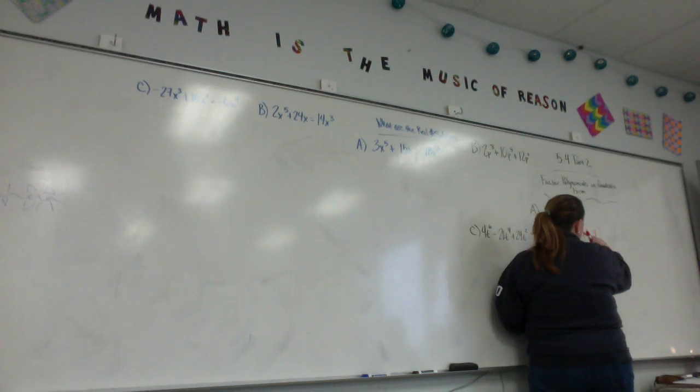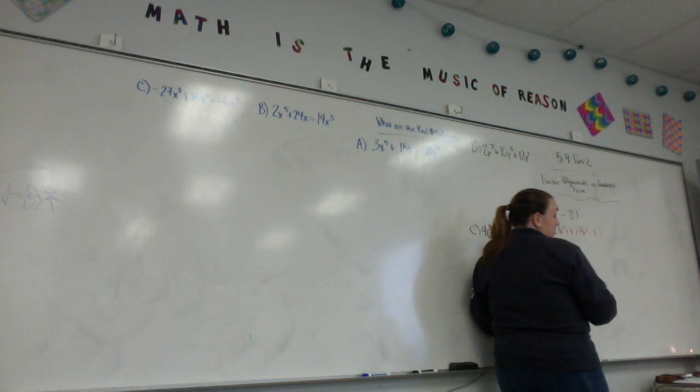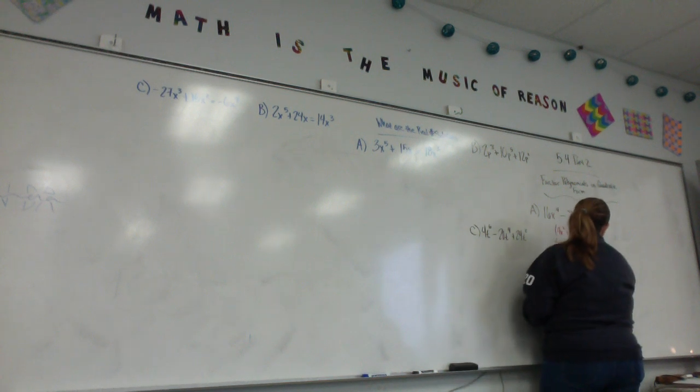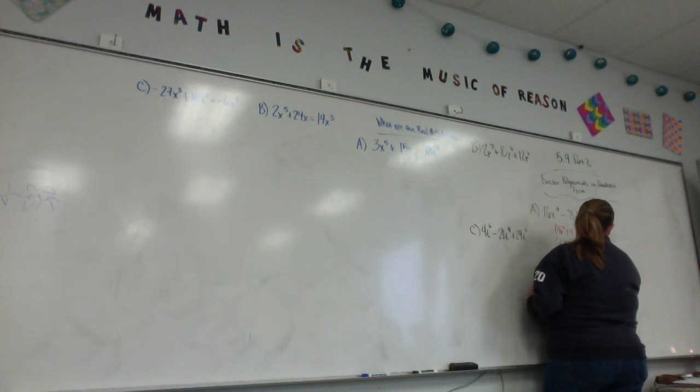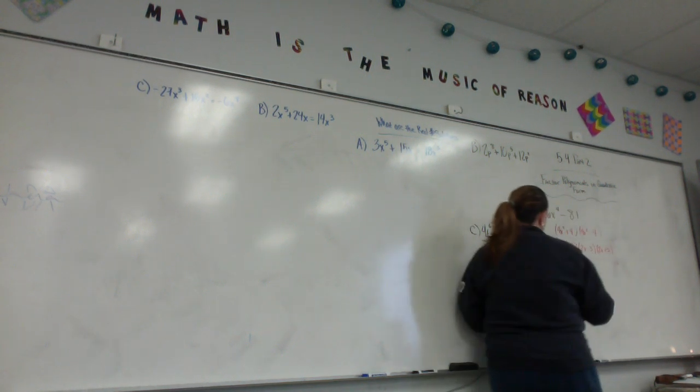But this here, is 4 a perfect square? Yes. Is x squared a perfect square? Yes. Is 9 a perfect square? Yes. And I have a minus, so I have a difference of squares. How does that factor? 2x minus 3 and 2x plus 3. Beautiful. Now you've factored it all the way.